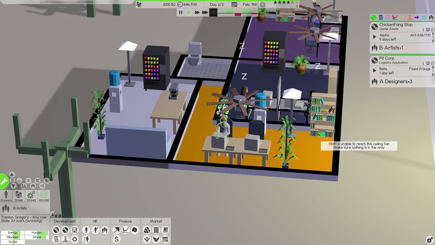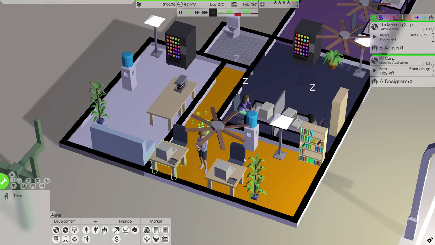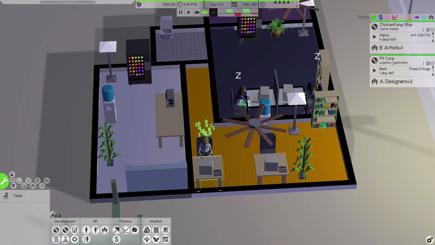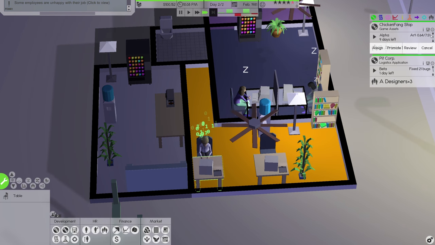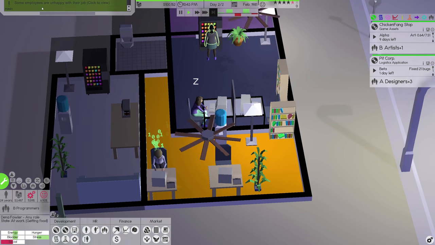What's your problem? Oh, unable to reach the ceiling fan. Well, what a bummer. You cannot reach the ceiling fan, therefore this is a problem. Yeah, I don't like how slowly this is progressing. Some employees are unhappy with their job.